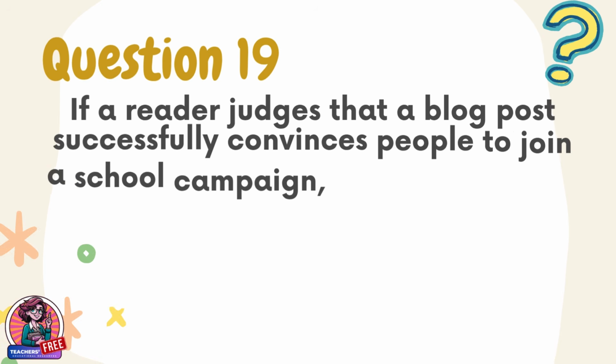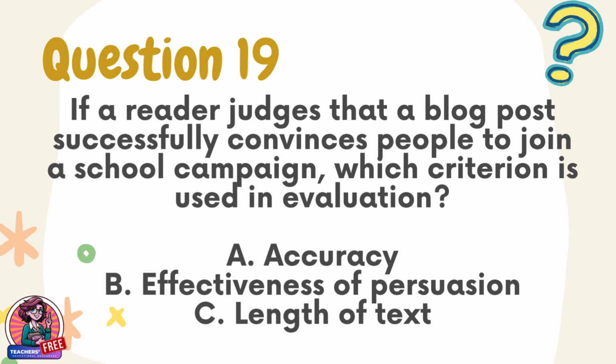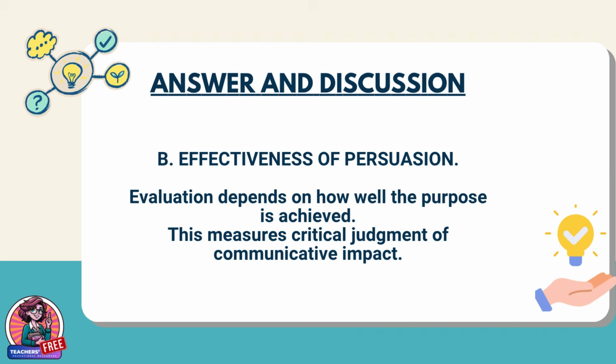Question 19. If a reader judges that a blog post successfully convinces people to join a school campaign, which criterion is used in evaluation? A. Accuracy. B. Effectiveness of persuasion. C. Length of text. Answer. B. Effectiveness of persuasion. Evaluation depends on how well the purpose is achieved. This measures critical judgment of communicative impact.